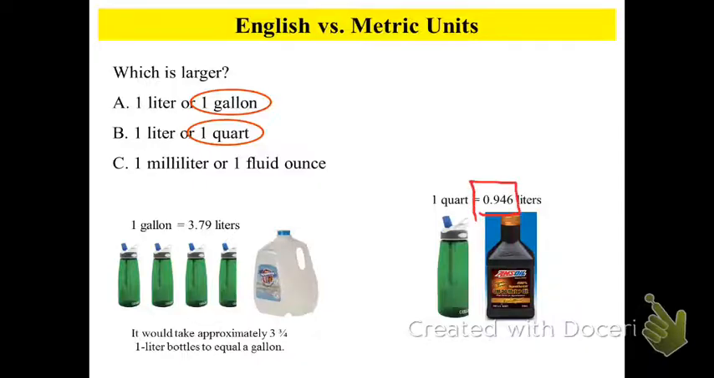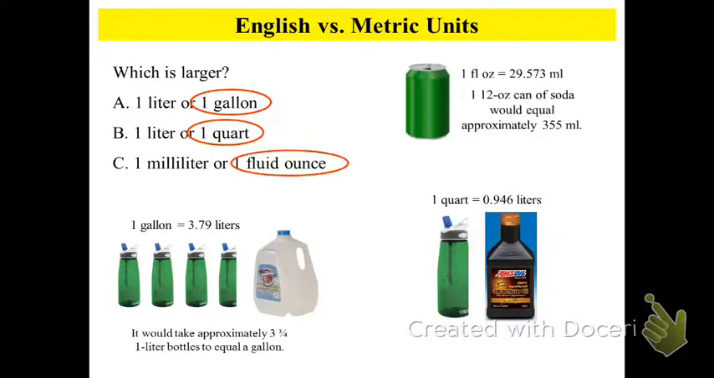Be careful as you fill in your notes because it is out of order, and I apologize for that. So that's actually the third one in number 2. And 1 milliliter or 1 fluid ounce, you might think of your can of pop. 1 fluid ounce is bigger. Your typical can of pop is 12 fluid ounces, and that's usually about 355 milliliters. So as you fill in number 2, 1 fluid ounce is equivalent to 29.573 milliliters.